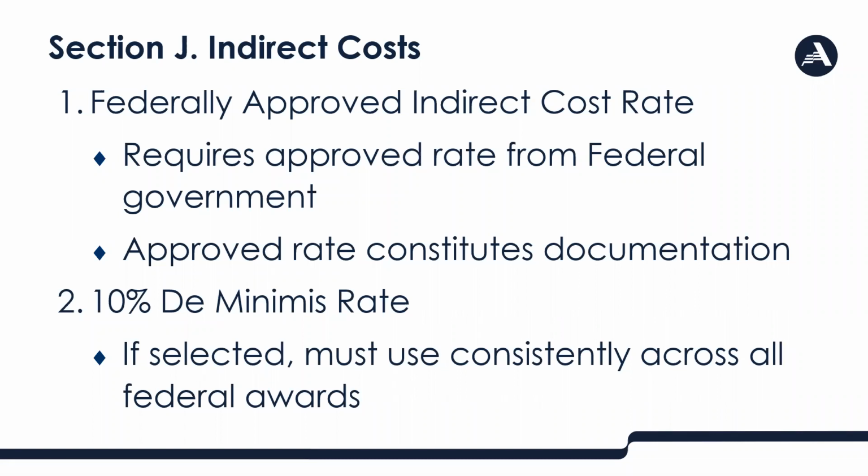Alternatively, organizations may use a de minimis rate of 10% of modified total direct costs. And it's important to note if the de minimis option is elected, then the organization must use it consistently across all of the organization's federal awards. As an alternative to using either of these methods, applicants may charge these costs directly, providing that the costs meet the allowability standards outlined in the uniform guidance.